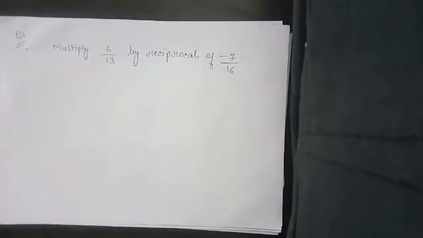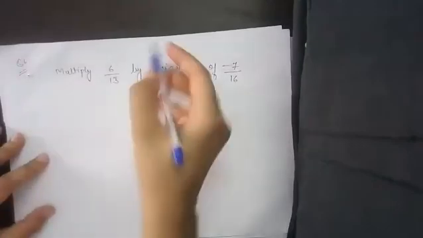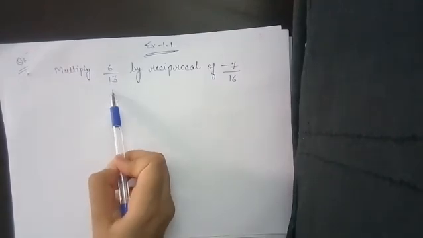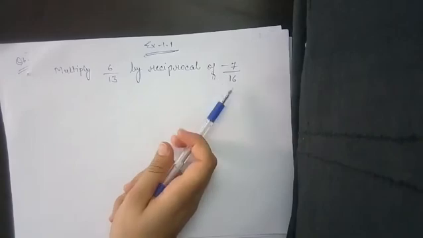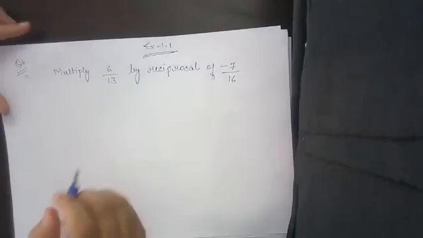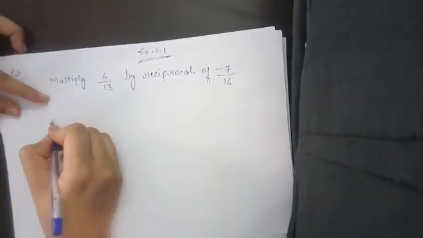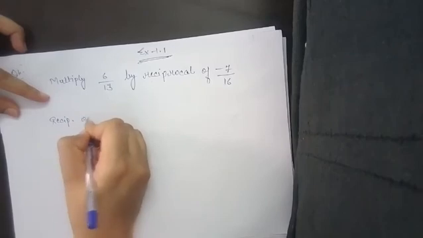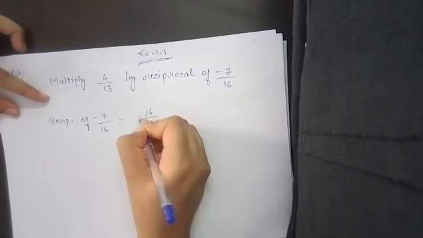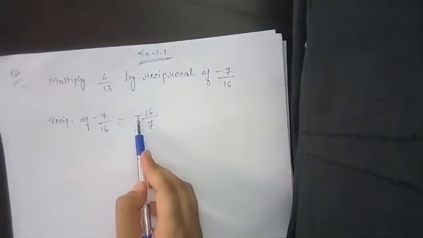Last question for today is, this is book question, exercise 1.1 books question it is. Question number 6. Copy this question. What it's asking is, multiply 6 upon 13 by reciprocal of minus 7 upon 16. So first you will find reciprocal of this. Reciprocal of minus 7 upon 16 is 16 upon 7 with a minus sign. Minus you can put anywhere.